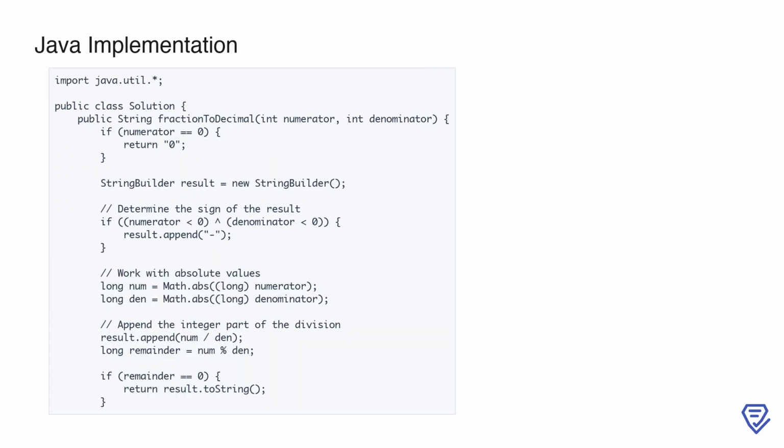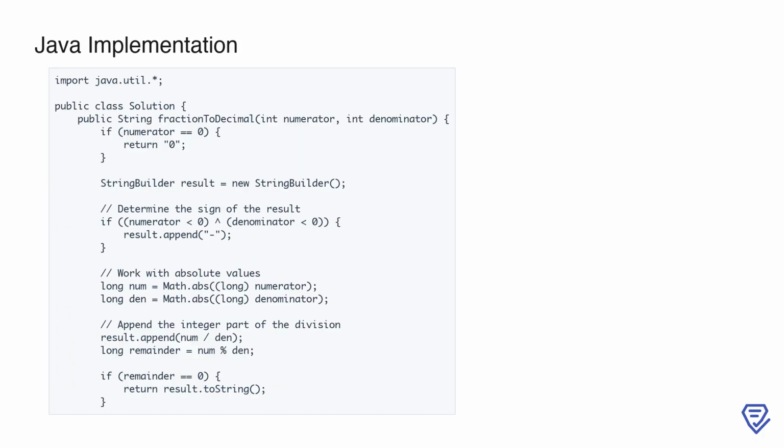To start, we import necessary packages and define the solution class with the method fraction to decimal. The first step in the method is to handle the edge case where the numerator is 0. If it is, we simply return 0 as the result. Next, we initialize a string builder to construct our result incrementally. Then, we determine the sign of the result by checking if the numerator and denominator have opposite signs using the XOR operator.